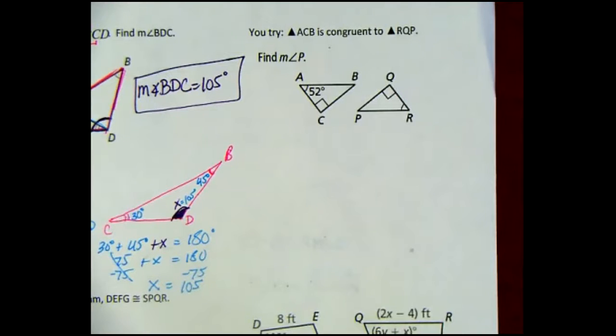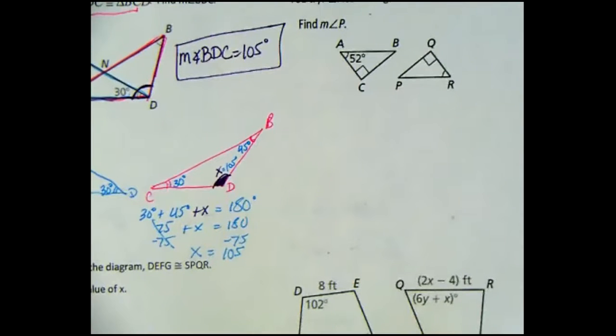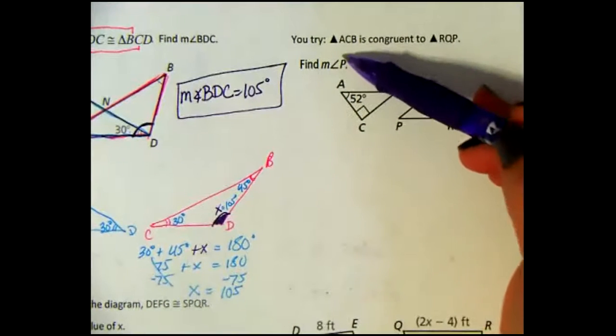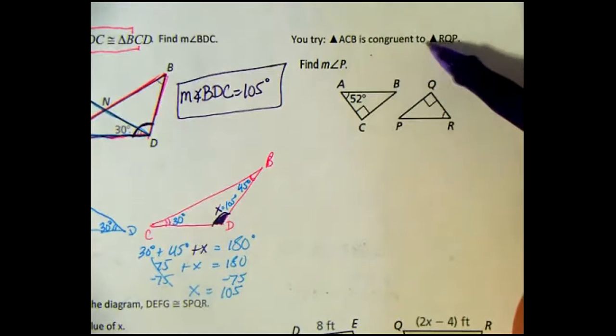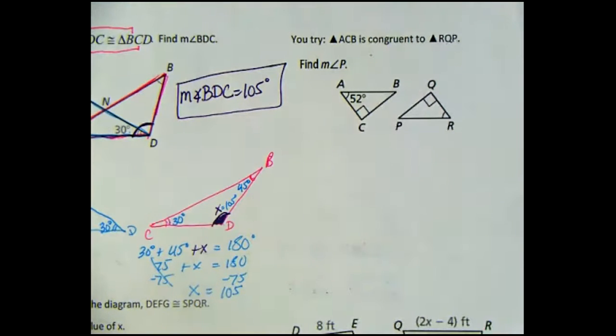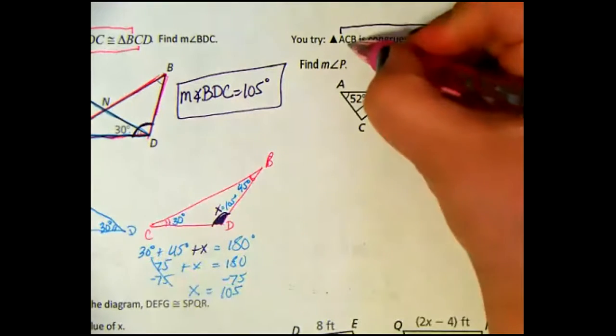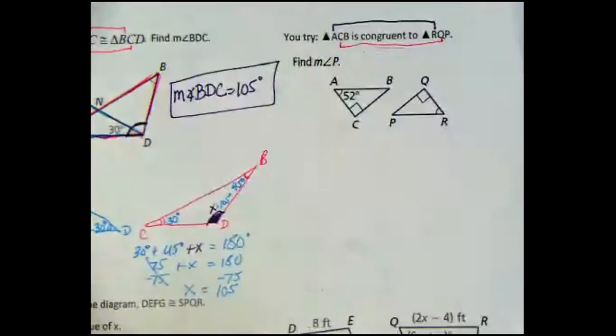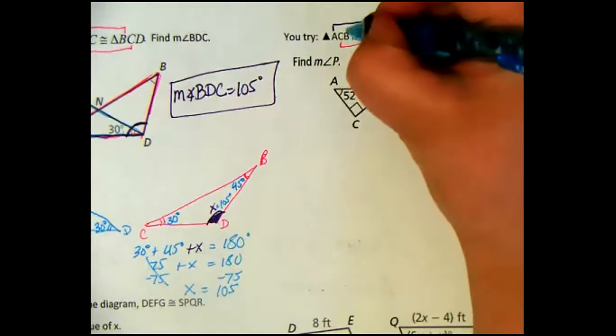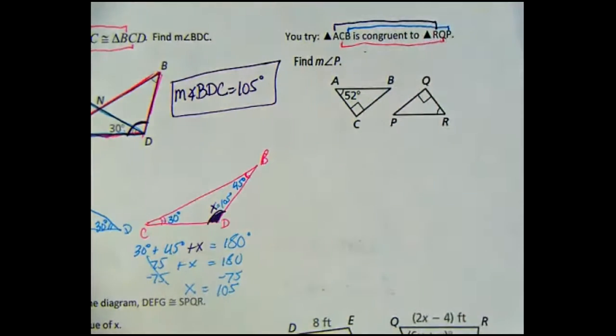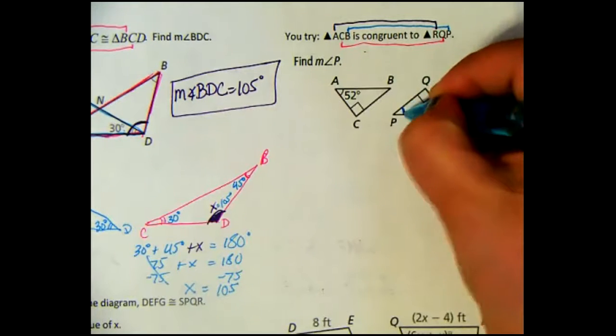Let's try a simpler one. This one right here. I'll keep that here just in case you guys need to see it. It says triangle ACB is congruent to triangle RQP. So that means A corresponds to R, C corresponds to Q, and B corresponds to P. We want the measure of angle P here. So angle P is this guy right over here.